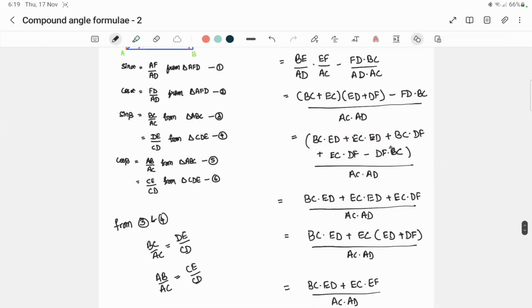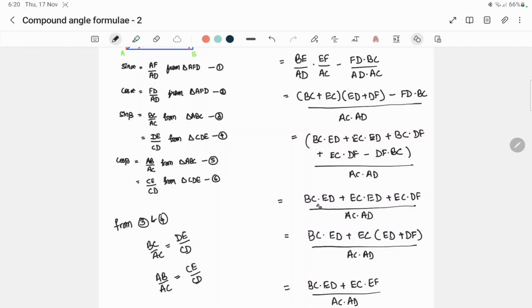The next thing is that we observe that this FD into BC and this FD into BC can be cancelled. So I am cancelling them off. What do we have left? BC into ED, EC into ED, and EC into DF.